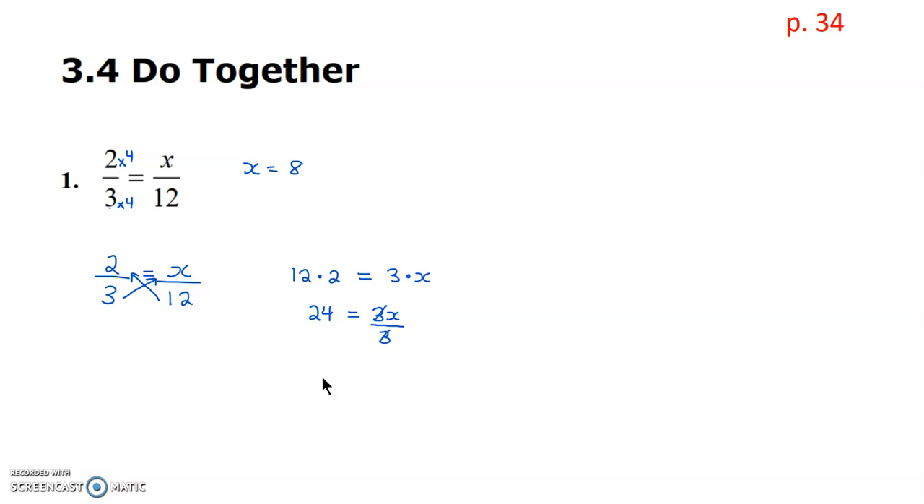And what we do on one side of the equal sign, we must do on the other side of the equal sign. So 24 divided by 3 is 8. So x is equal to 8. So those are two methods we can use to solve. When the numbers are simple, you can definitely use the equivalent fraction method. When the numbers become more challenging, you can use algebra, the cross multiplication method, to solve for x.